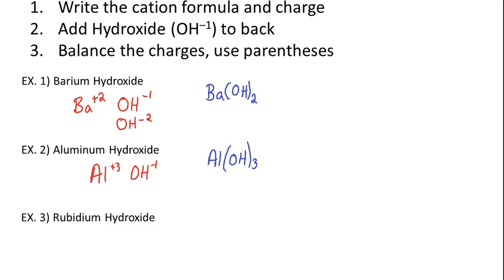For the final example, we're going to look at rubidium hydroxide. In this case, the symbol for rubidium is Rb. Rubidium is in group 1, so it has a +1 charge. Hydroxide still has the same -1 it's always had. At this point, it's already balanced. I need 1 rubidium to balance out 1 hydroxide, 1 positive, 1 negative. So when I write my formula, I do not need to include parentheses because I only have 1 hydroxide. So the only time you need parentheses is when you need more than 1 hydroxide to balance out the positive charges given by the cation.